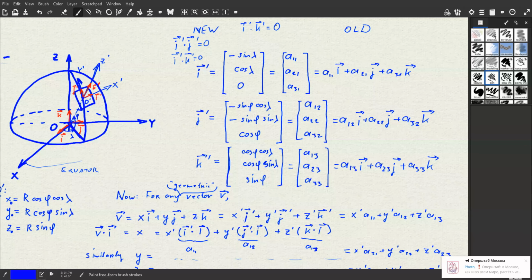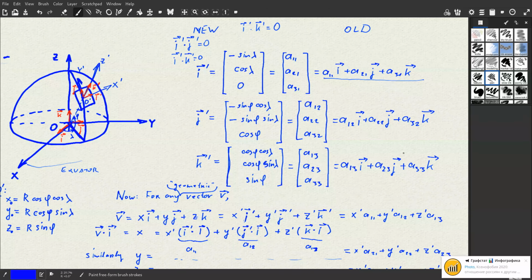Okay, so that's fine. We got I prime, J prime, K prime, and let me denote the components of these vectors as A11, A21, A31 that way, which means that I prime is expressed that way through ijk, J prime is A12, A22, A32 k, and K prime is A13, A23, A33 k.